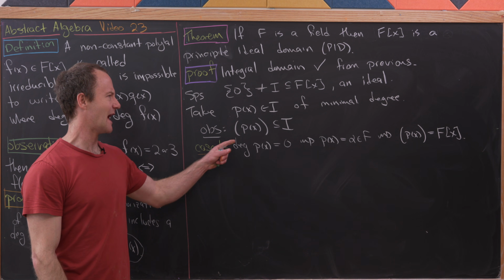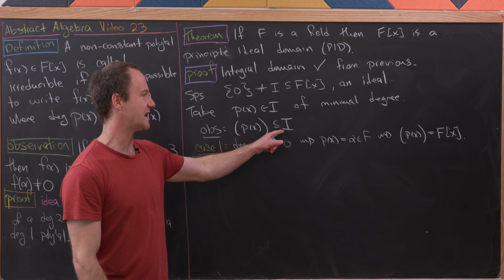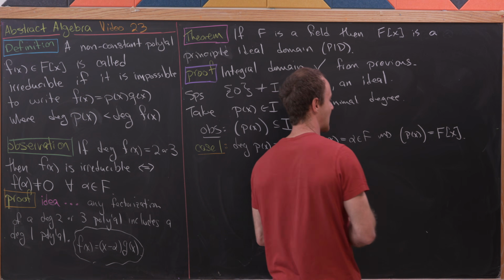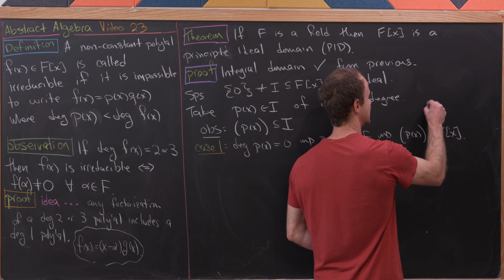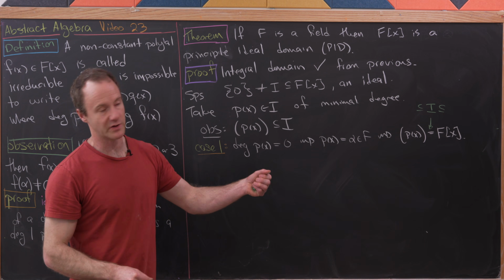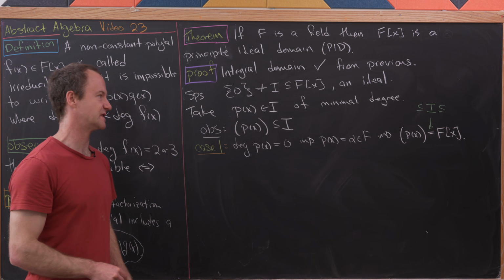Oh, but that means that we've essentially squeezed our given ideal to be the whole ring. And that's because our given ideal lives in between the polynomial ring F adjoin X and our principal ideal.